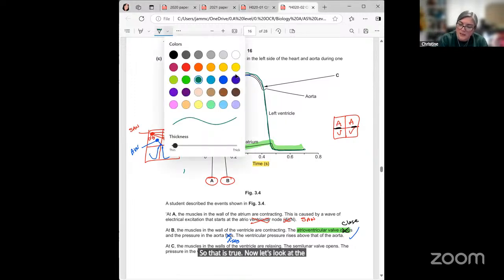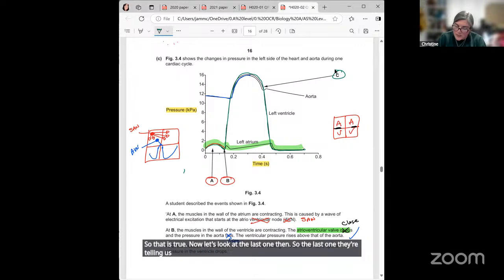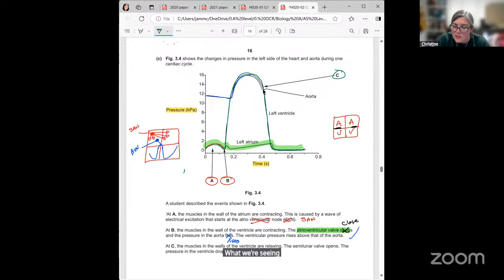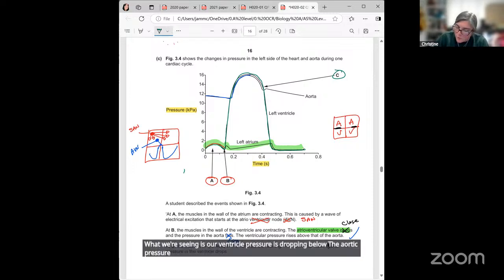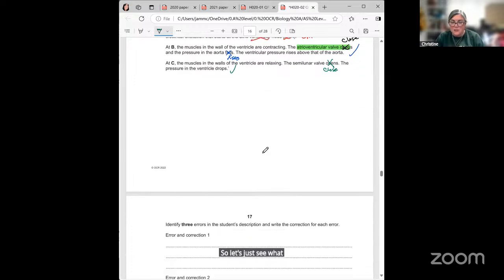Now let's look at the last one. The last one they're telling us is about C. So we're over here. At C, the muscles in the walls of the ventricle are relaxing. The semilunar valves are opening. Well, what we're seeing is our ventricle pressure is dropping below the aortic pressure. Therefore, those valves are not going to open. Those valves are going to close. And then the pressure in the ventricle has dropped. Well, that is true, it keeps dropping past C. So let's see what this question actually wants us to do.